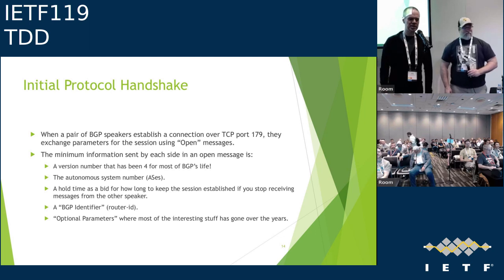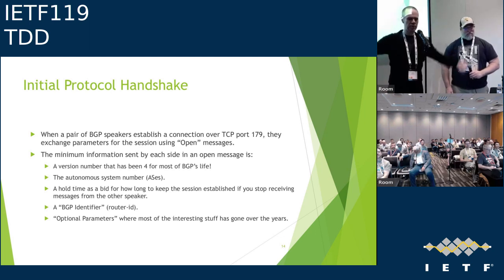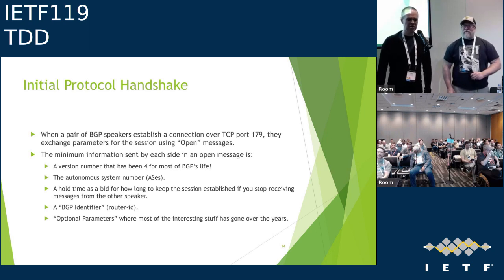So yeah, the lifetime of the session is you come up, you exchange a pair of opens, and the endpoints tell each other their AS numbers and a hold time. The hold time is basically a bid for how fast you need to get keepalives, which I think we come to in a minute. We don't call it a router ID in BGP. We call it a BGP identifier, and it's formally just an arbitrary 32-bit integer. And then there's this thing called optional parameters.